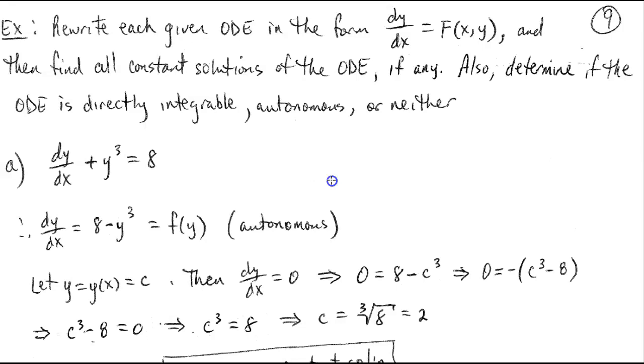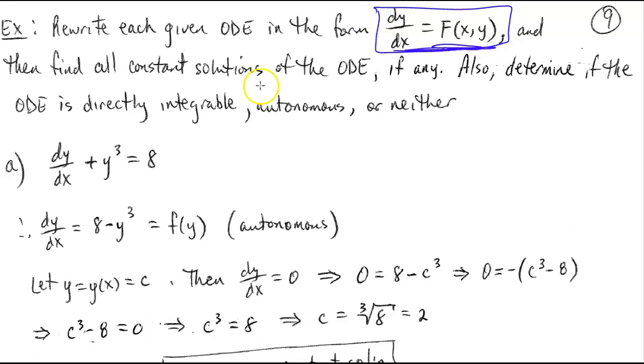The last few examples I'll actually work live. So for this first example, we want you to rewrite each of the differential equations that we give you so that it's in this form. And again, the reason why we want you to rewrite it in this form is so that you recognize whether it's going to be directly integrable, autonomous, or neither autonomous nor directly integrable.